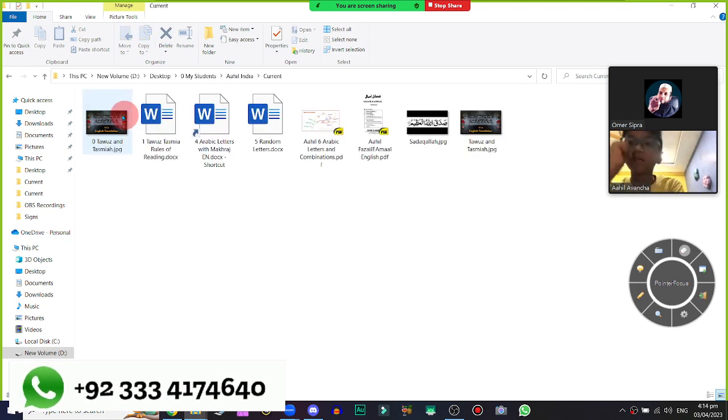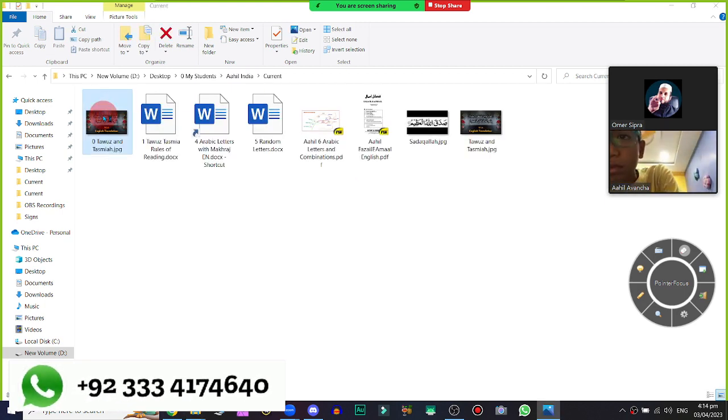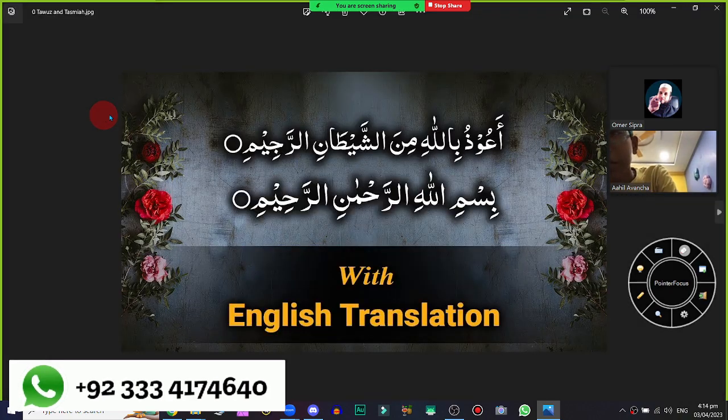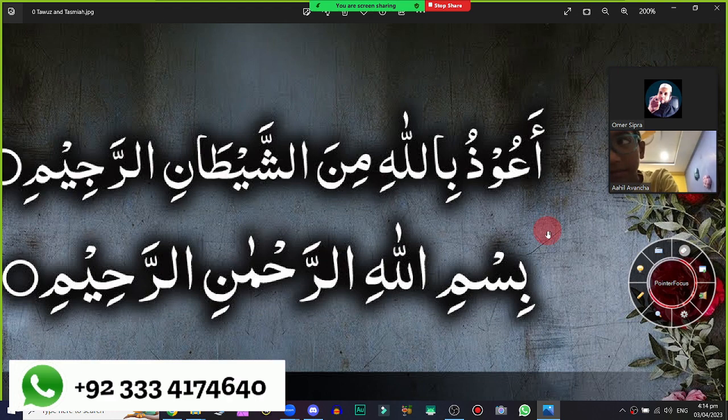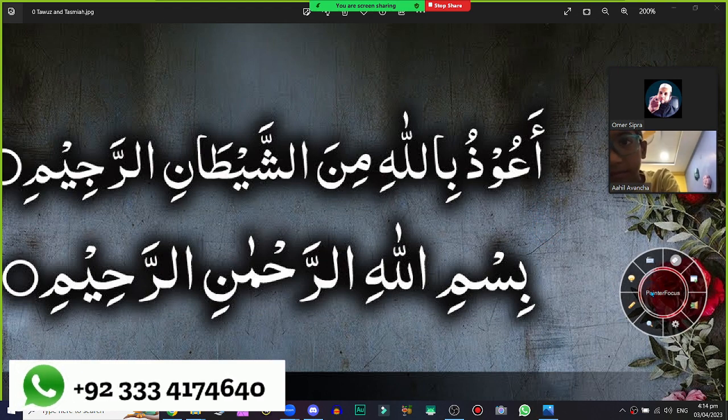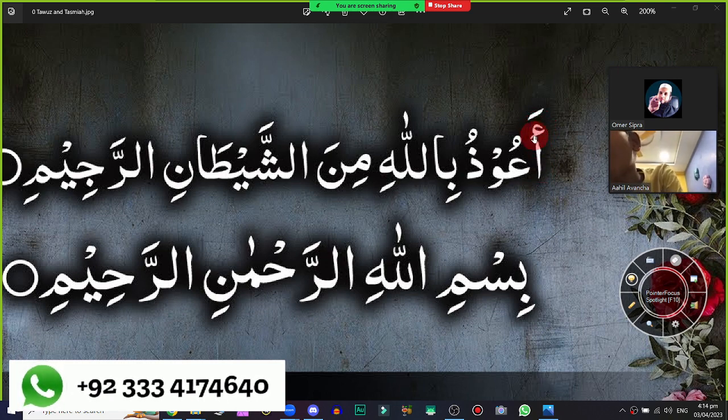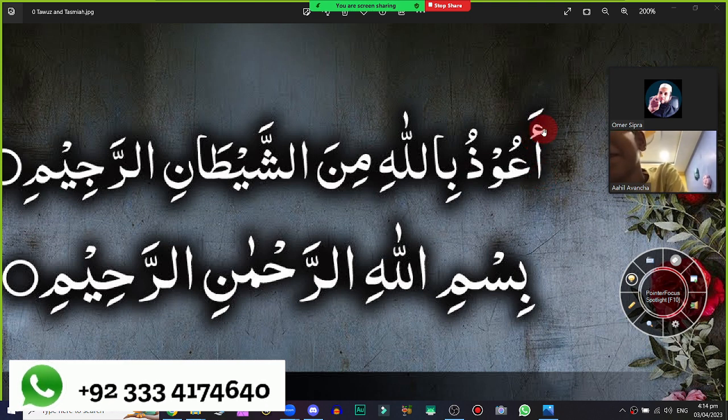Okay. Let's see the ta'awuz and tasmiyah first. Let's examine them. Now the fun begins. Which letter is this? What do you see? Alif? Not at all. On top, it looks like Hamza. It is Hamza. We will read it as Hamza.